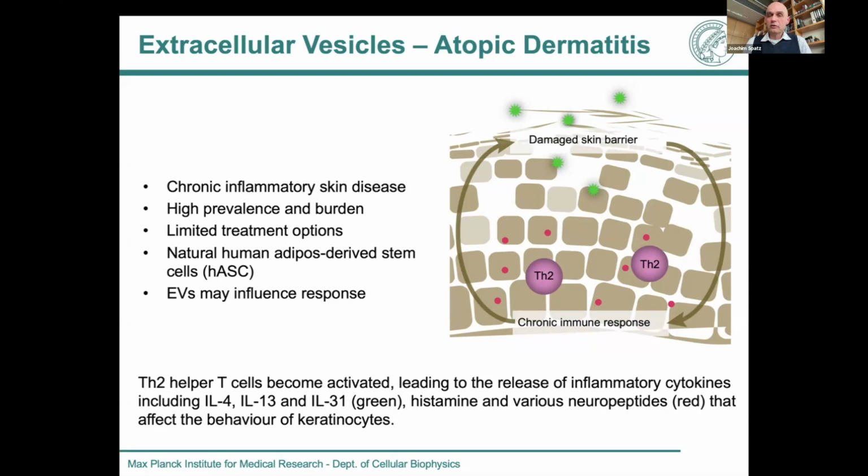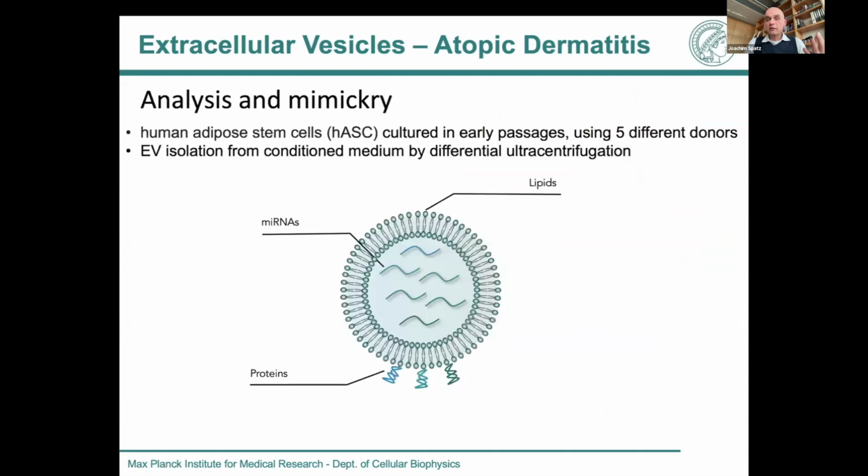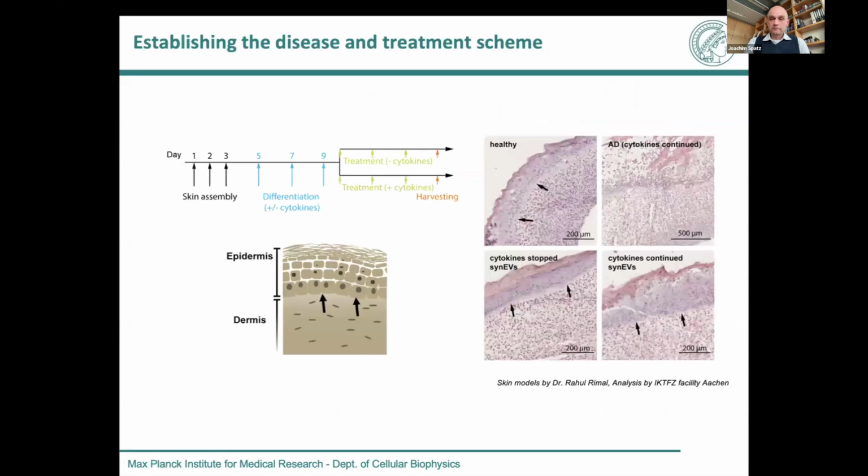So you would maybe like to use something which is more natural, and then you find in these wounds also natural extracellular vesicles. And again, you analyze what surface proteins these have, which microRNAs, and what the lipid composition is. You can build them synthetically, and then you can apply them. And here you see an example. So you see a healthy skin. That's the upper dermis, and it's well connected.